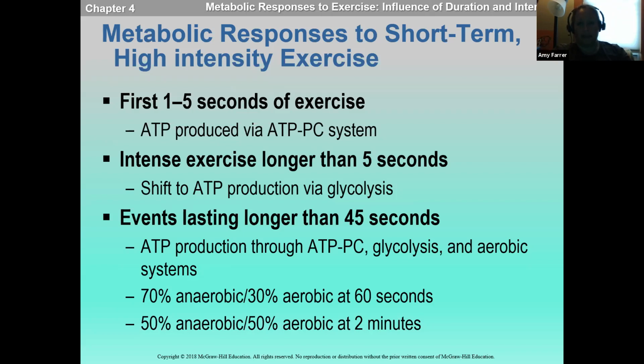When we hit activities that are higher intensity, at 45 seconds, we're going to be using the PC system, glycolysis, and we're going to start to kick into the aerobic. At that first minute mark, we're going to be 70% anaerobic, 30% aerobic, whereas by 2 minutes, we're going to be 50-50.